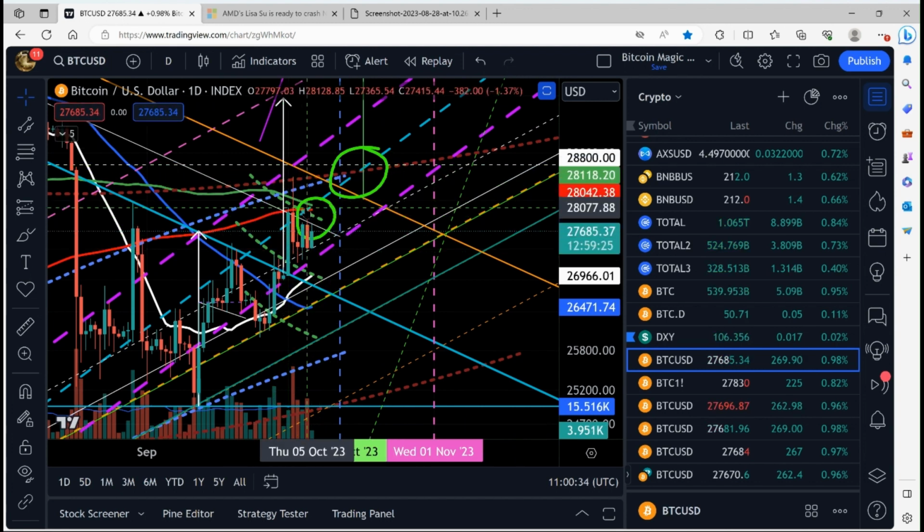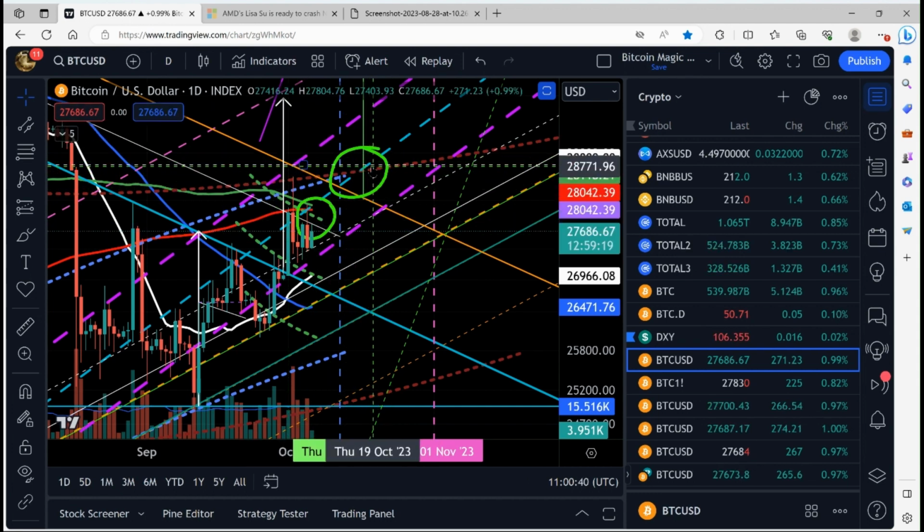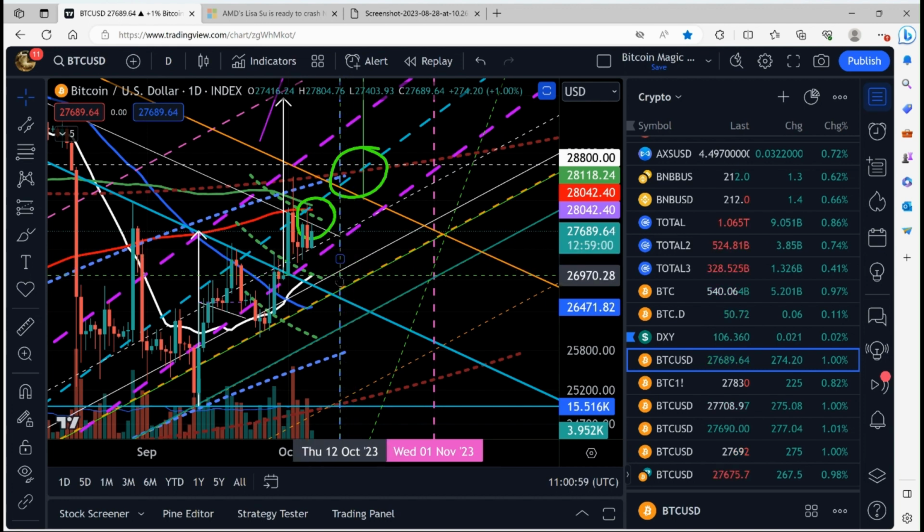Once we break above these resistances all right here, that's what we're attempting to do right now, that's the big move that we're going to have. It's going to happen this month, the third week of October probably, possibly sooner, maybe after the CPI data release, which is on October 12th, next week, less than a week away.